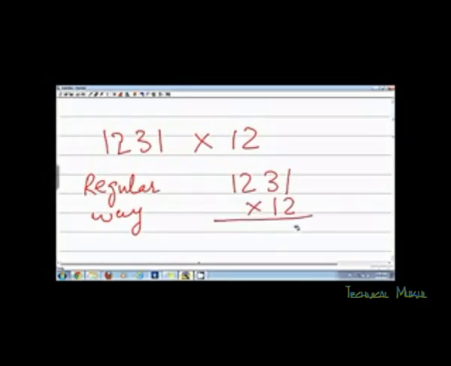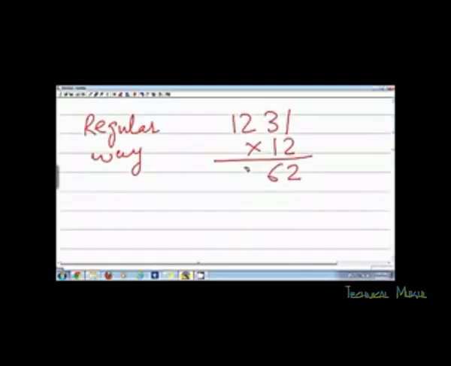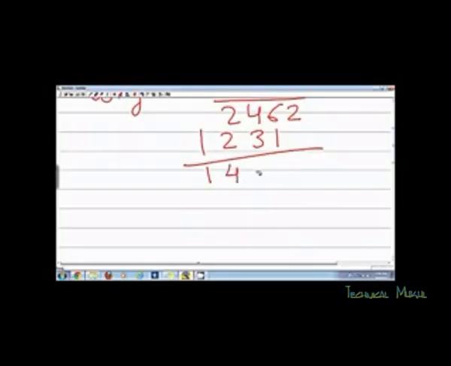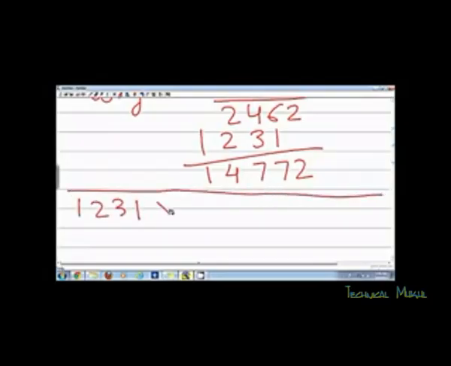So in this case I will say 2 times 1 is 2, 3 into 2 is 6, 4, 2, and then 1, 3, 2, 1, and then I will say 1, 4, 7, 7, 2. Now if I look at the problem again, 1231, now I will use my own way, so I will multiply it by 12.